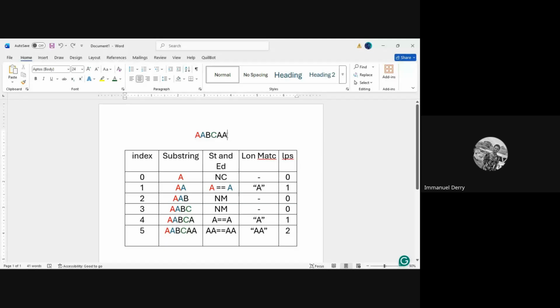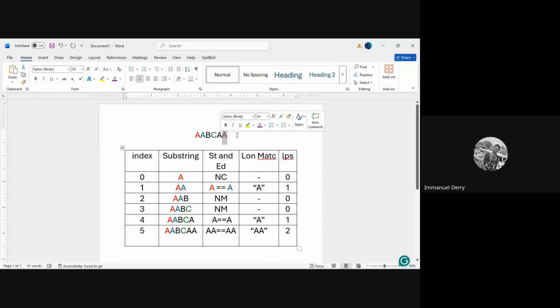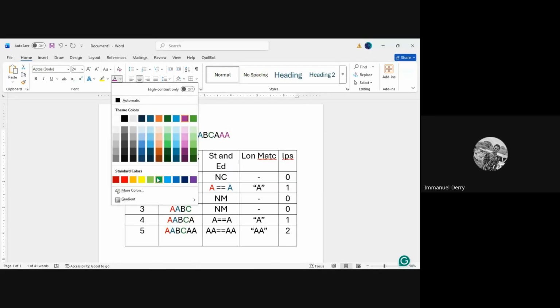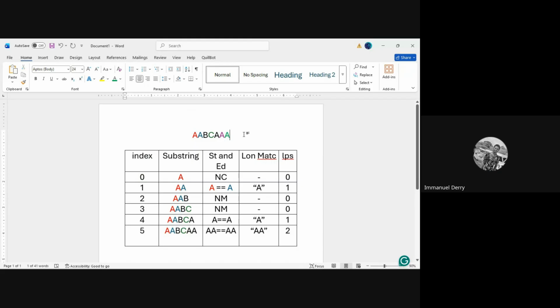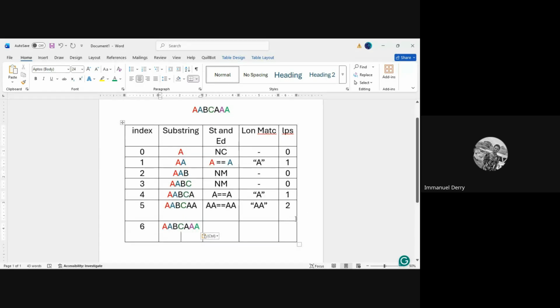So I'm adding another character here. Someone should help us understand how to get the LPS. This is A. Okay, so this is A, the last one. Who can help us with the 6? This is the substring. Somebody should help us understand it from here.